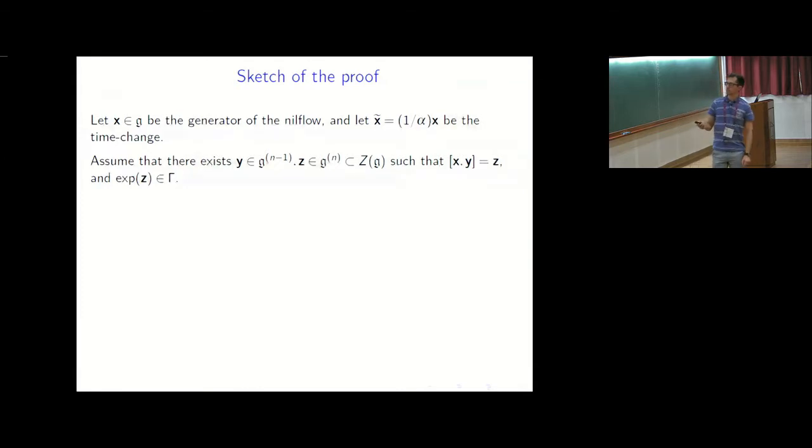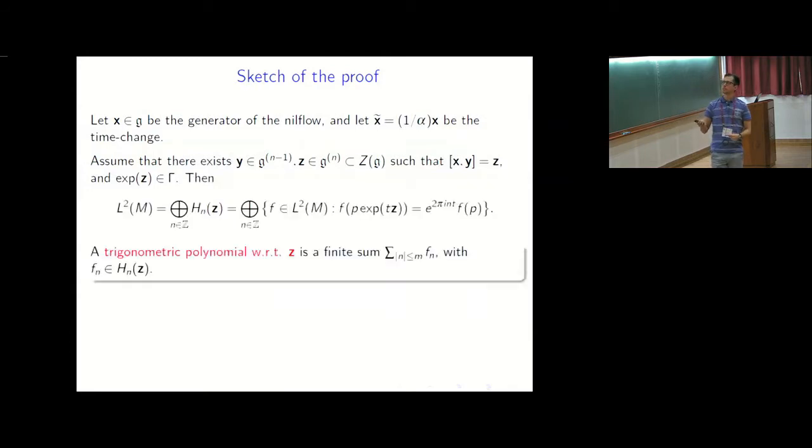So what does this mean? Z is an element in the center, so since it also belongs to the lattice, the action of the one-parameter subgroup generated by Z on M descends to a circle action. So I can decompose the L2 space into Fourier modes. And this is what I meant by trigonometric polynomial. A trigonometric polynomial with respect to this element Z is just any finite sum with respect to this decomposition.